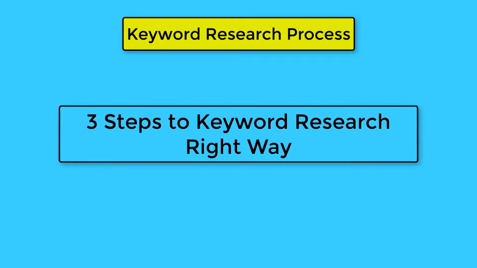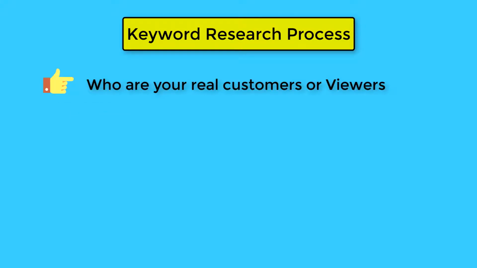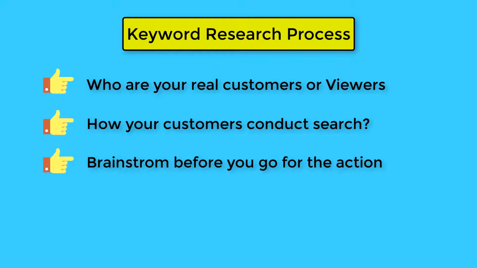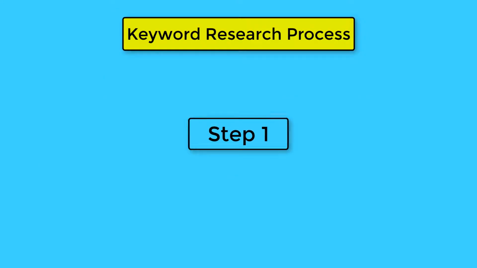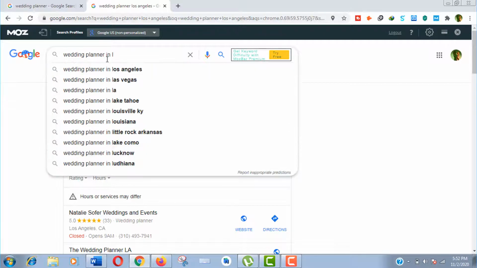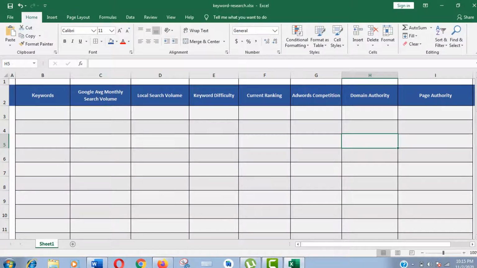Keyword research process. Keyword research is not a difficult task at all if you know the process before you start your action. You need to understand who your customers are, how they conduct search for your products or services, even for your blog. After this brainstorming process, you need to follow 3 major steps to do keyword research the right way. In your first step, you need to collect as many targeted long tail keywords as you can related to your business and fill them up in an Excel sheet.